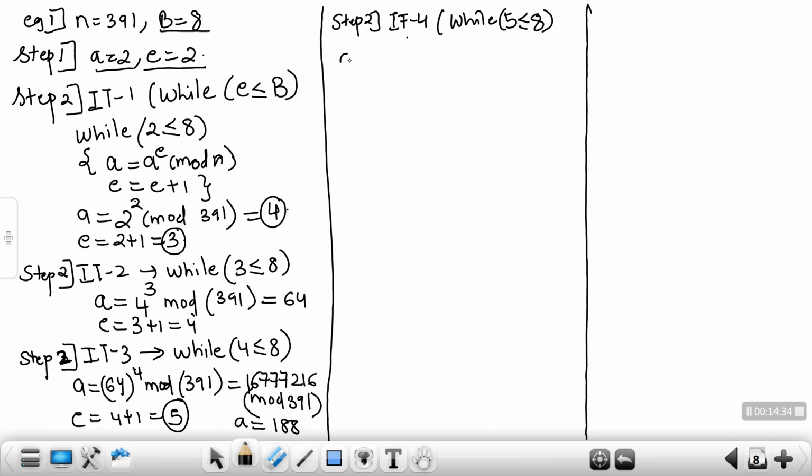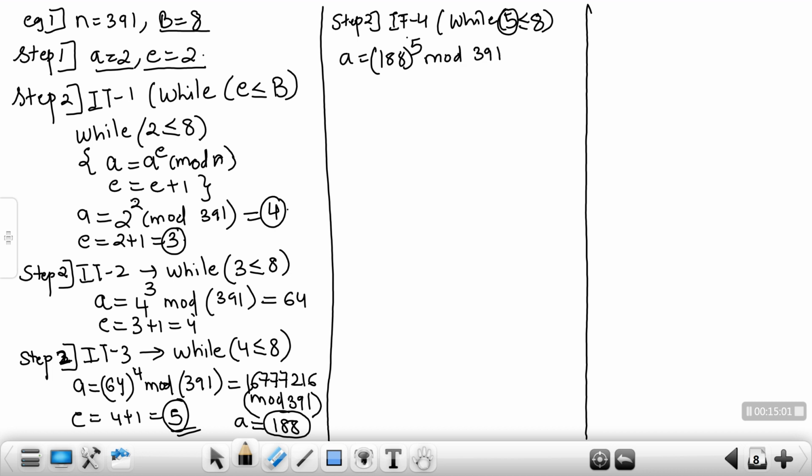So what I am going to calculate over here is the value of A. A will be nothing but A raised to E. What is the new value of A that we have calculated? The new value of A is nothing but 188. So 188 raised to E. What is the new value of E that we have calculated? 5. That is also mentioned over here, or you can look over here to see the new value of E. So 188 raised to 5, mod of 391.